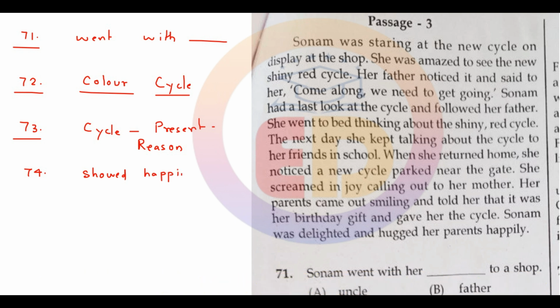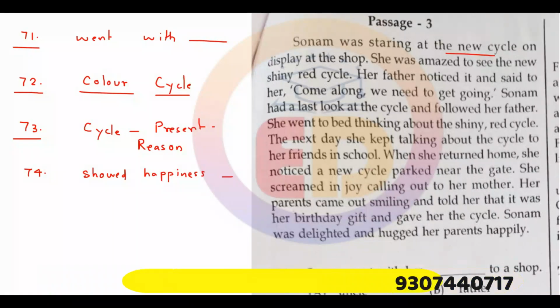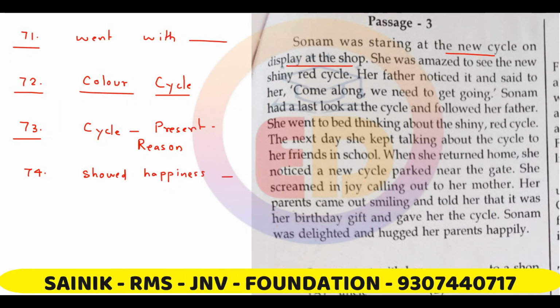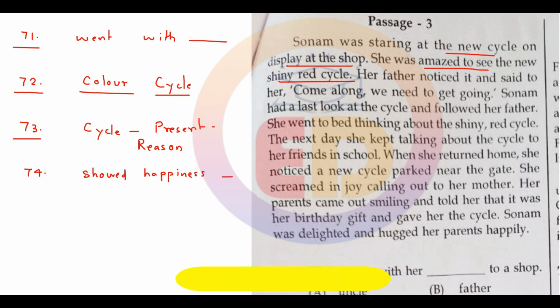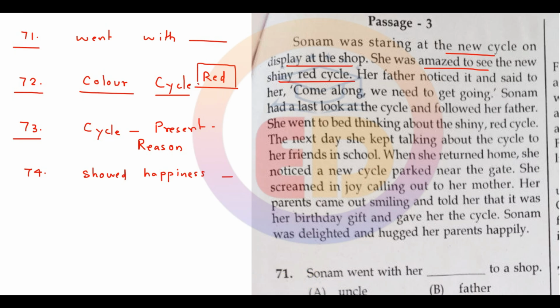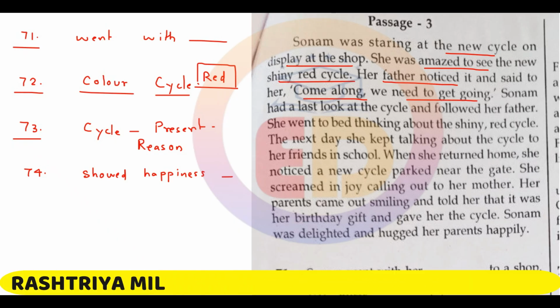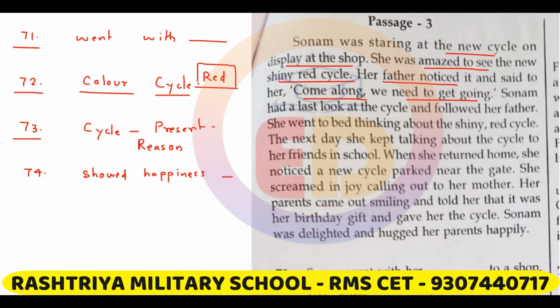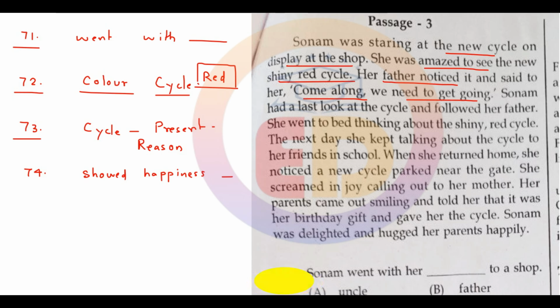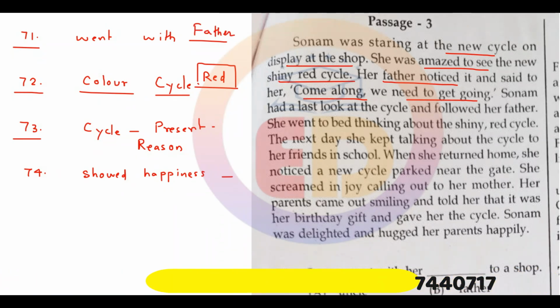Now let's read the passage and find out the answer. Sonam was staring at the new cycle on display at the shop. She was amazed to see the new shiny red cycle. We get the answer of this question 72. The cycle was red in color. Her father noticed it and said to her, "Come along, we need to get going." So her father is talking to Sonam. So basically she went with her father. That gives the answer to question number 71.